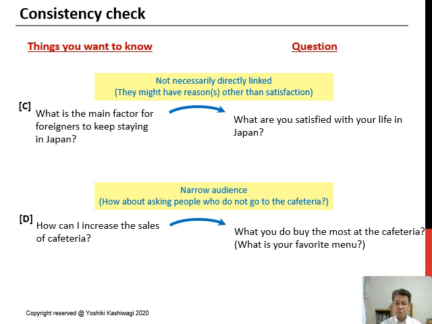It's the narrow audience issue. I mean, how about asking the people who do not go to the cafeteria? You are asking this question to the people who bought something at the cafeteria. But that makes some bias, because you are asking only a limited scope of people. But what if you ask some questions to the people who never bought anything from the cafeteria? They might have negative reasons not to go or not to buy anything at the cafeteria. That may be helpful, useful information for you. So do not limit the scope of the respondents.